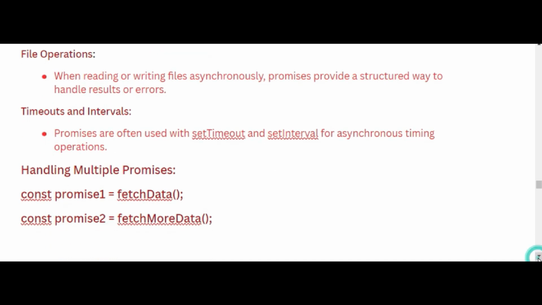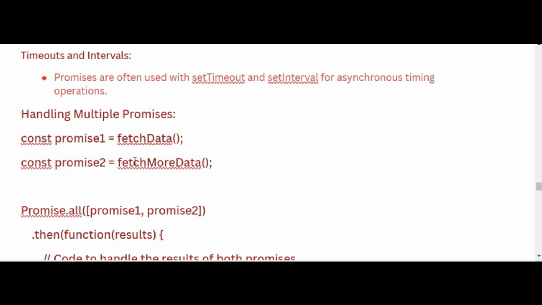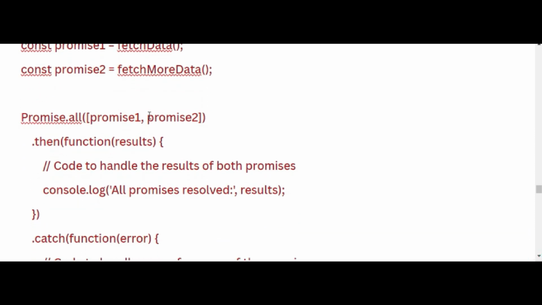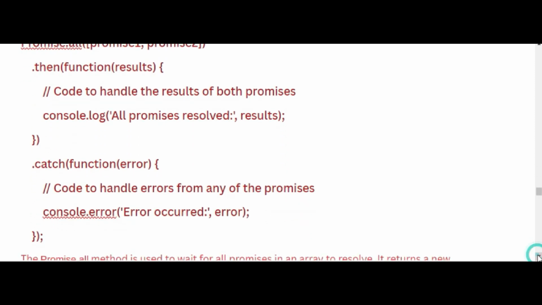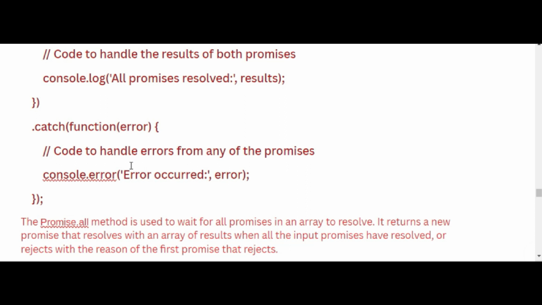Handling multiple promises. const promise1 = fetchData(); const promise2 = fetchMoreData(); Promise.all([promise1, promise2]).then(function(result) { // code to handle the result of both promises. console.log("All promises resolved", result); }).catch(function(error) { // code to handle an error from any of the promises. console.error("Error occurred", error); }).